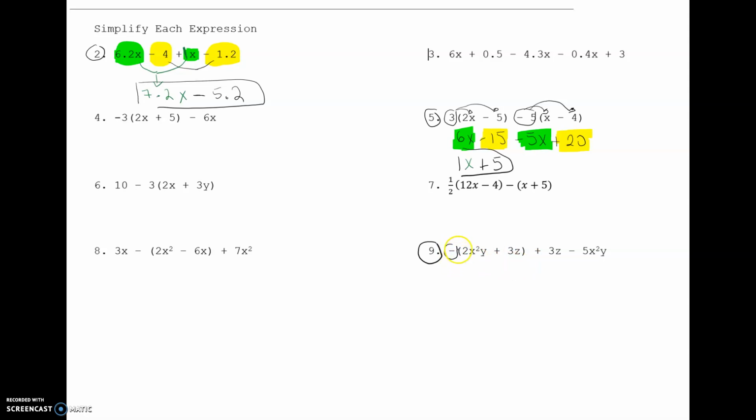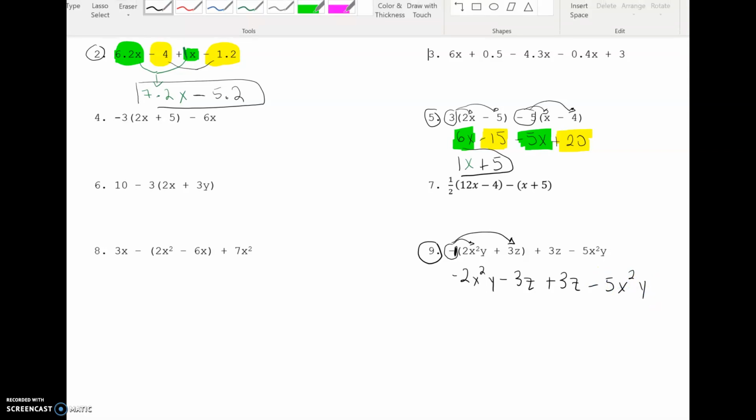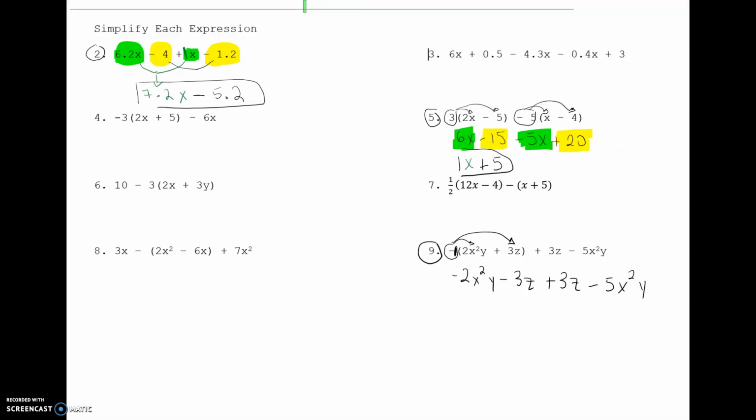And keep in mind, if I don't have a number, I assume it to be a -1. So I'm going to multiply -1 by every term inside my parentheses. So negative 1 times 2x squared y is negative 2x squared y. Negative 1 times positive 3z is a negative 3z, and then everything else stays the same because that is outside of the parentheses.